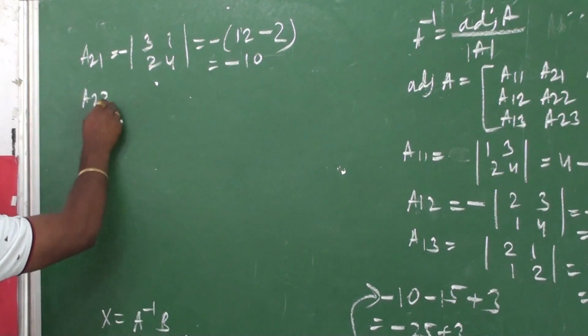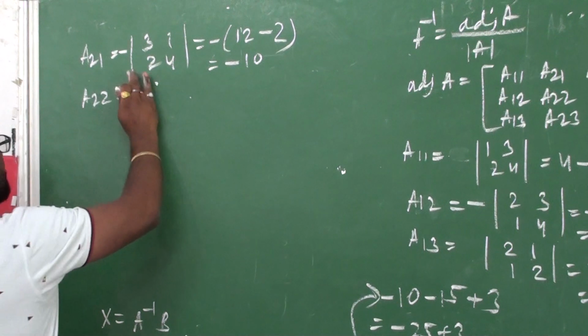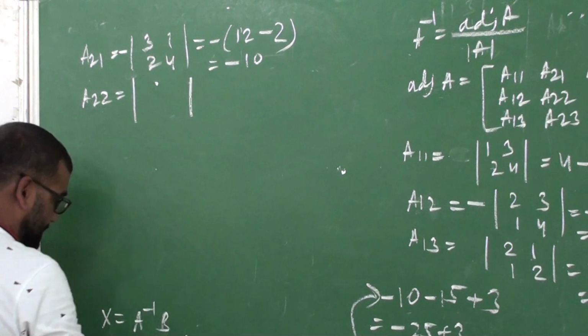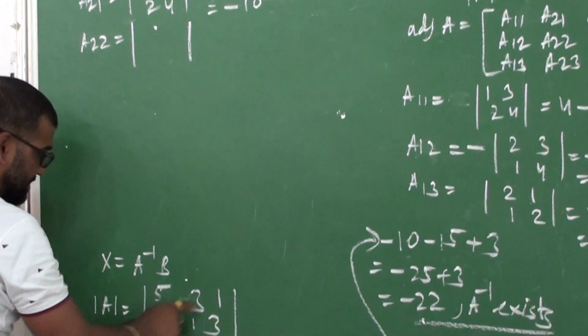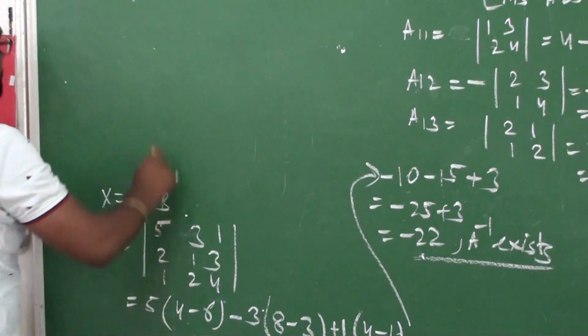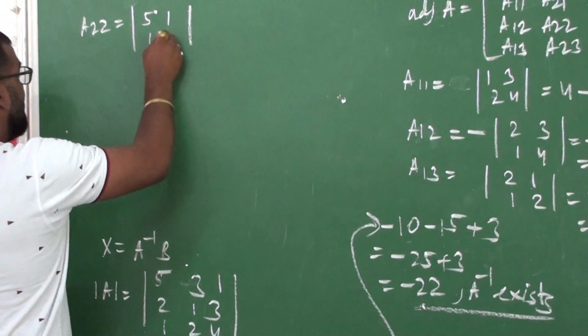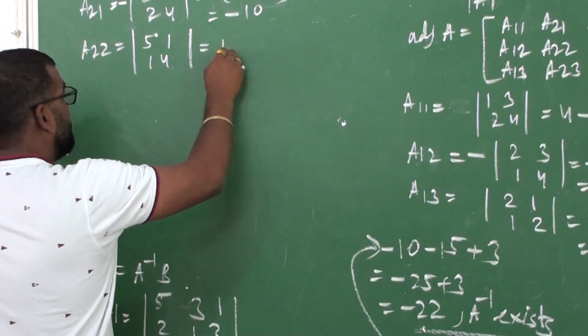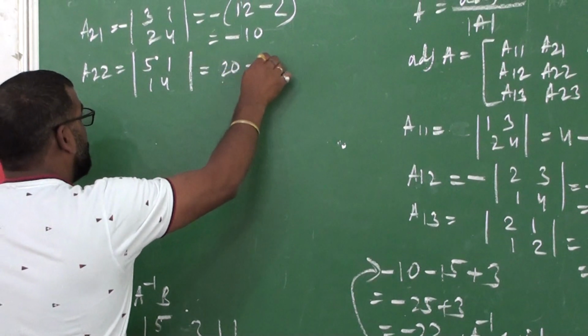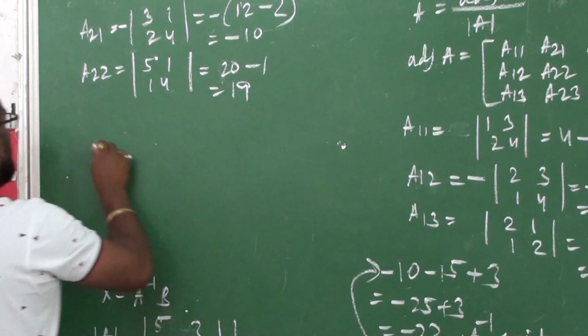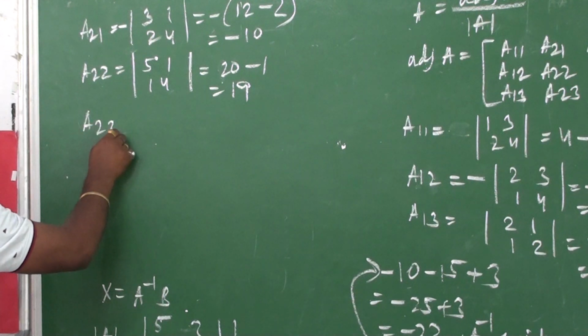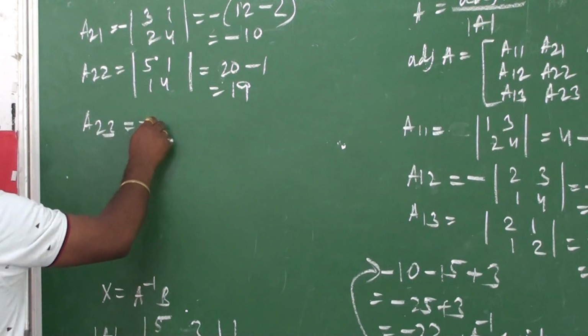Again, second row, second column. If we take the second row and the second column, leave this, you are left with 5, 1, 1 and 4, that is equal to 20 minus 1, that is equal to 19. Take up the second row and the third column, that is odd.